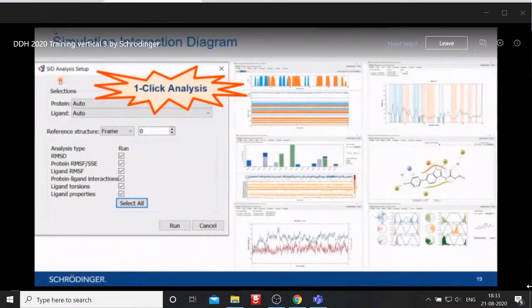And how to calculate analysis using the simulation interaction diagram. So that is called SID. That panel is also with you. You just need to open your panel. It automatically detects protein, it automatically detects ligand, and you just need to click on run. And in a single click, it will analyze all types of possible data with that MD simulation, and images and data associated with it in proper format, so you can directly go for publication of those images. So it is just one click away.